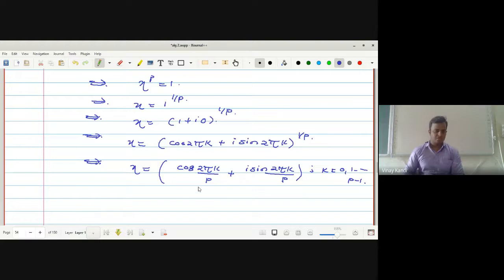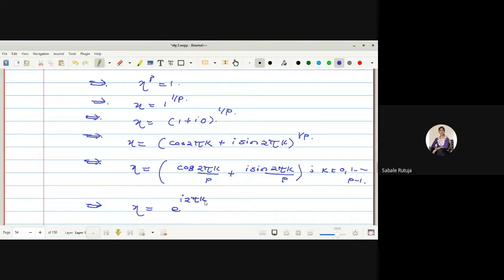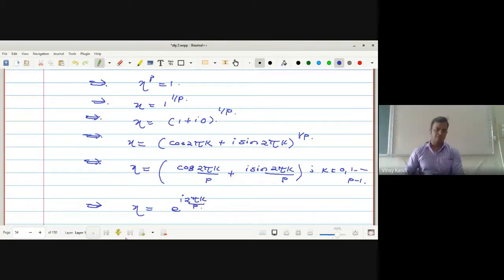Okay, what is the value of this one? Look here. So this implies x is equal to e raised to i theta. Theta is what here? 2 pi k, that is, 2k pi upon p, where k is running from 0, 1, up to so on, p minus 1.